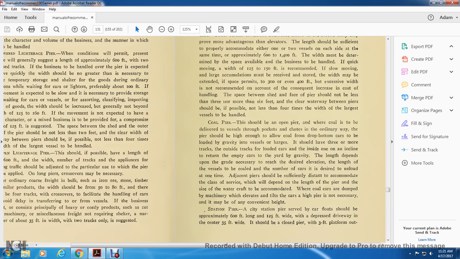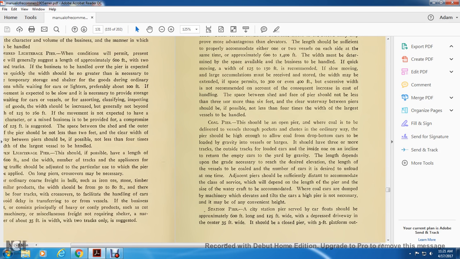Adjacent piers should be a sufficient distance apart to accommodate the class of service, which will depend on the length of the pier and the size of the water craft accommodated. Where coal in cars is dumped, machinery elevates and tilts the car, and a high pier is not necessary to obtain the convenient height.